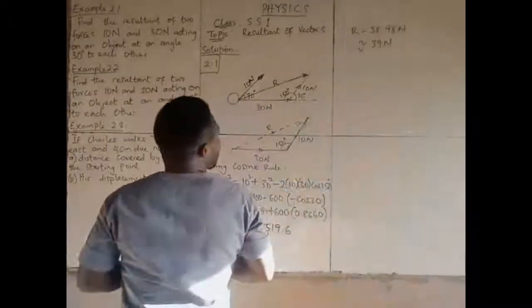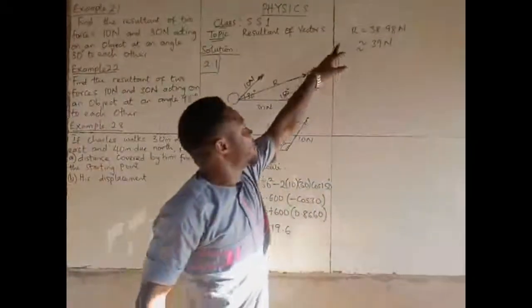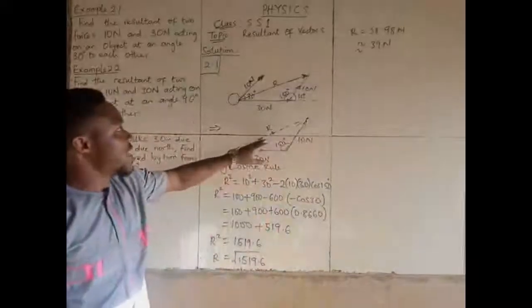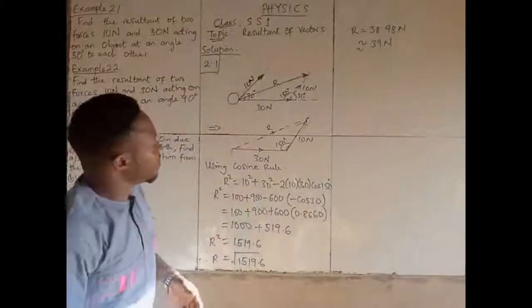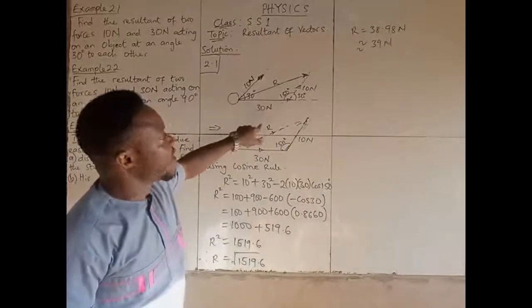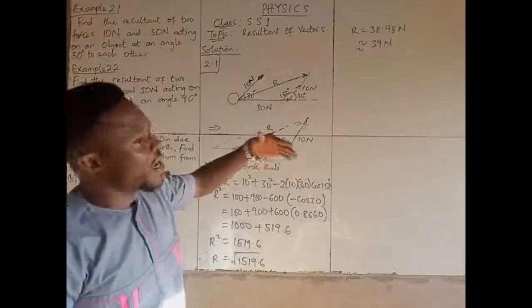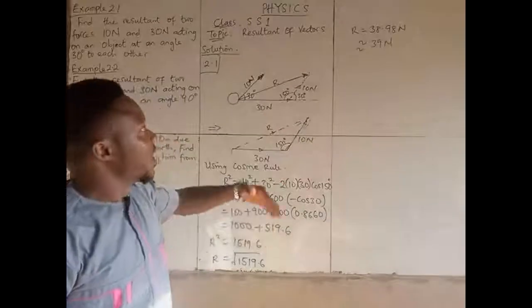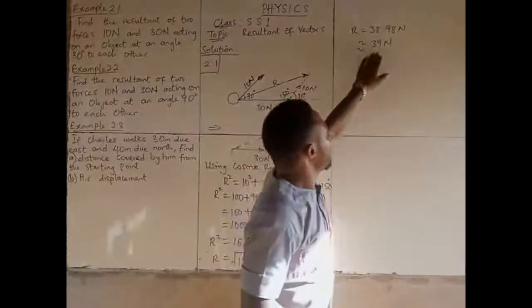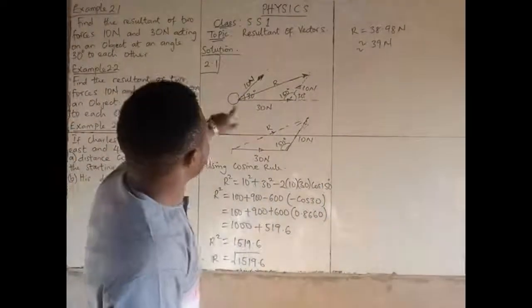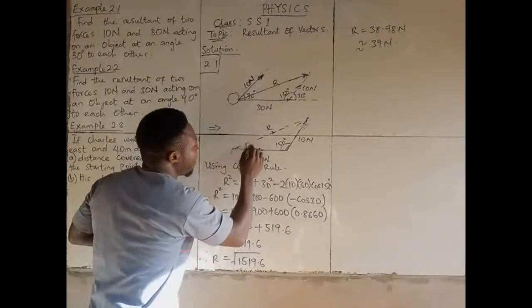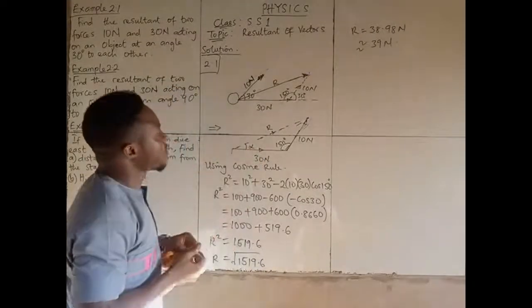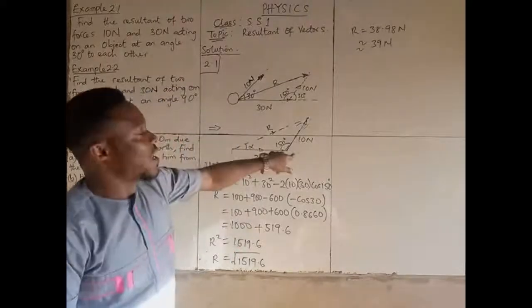That is just to tell you the magnitude of that resultant, that is the size of the resultant. We have not solved for the angle or the direction of that resultant. You know, a vector must have both magnitude and direction. Now it has a magnitude of 39 Newton, but what is the direction? At what direction will this object move? And that is to find alpha, the angle between the resultant and the horizontal force.